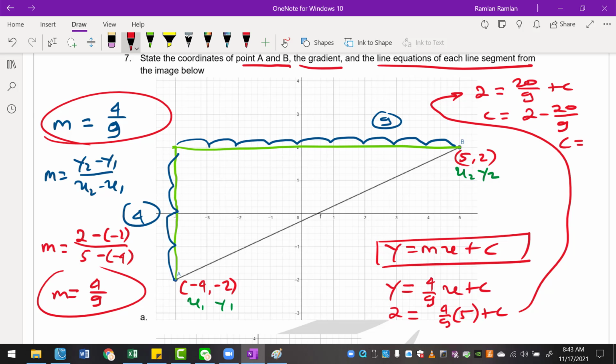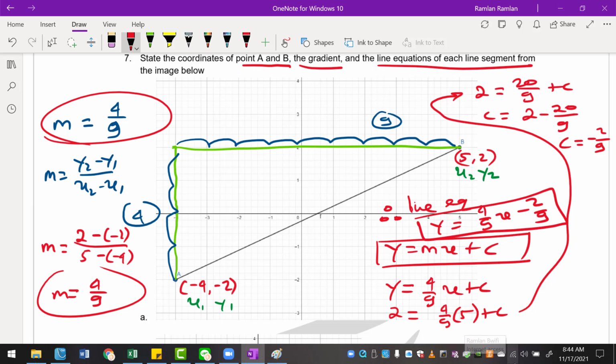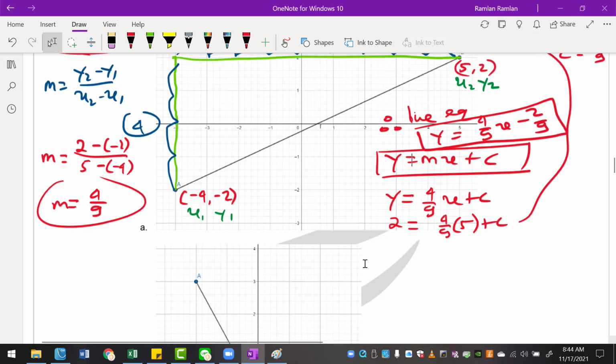I assume it's going to be minus 2 over 9. I think so. Yeah, minus 2 over 9. So which means that the line equation will be y equals 4 over 9 x minus 2 over 9. So this is going to be the line equation. Okay, so let's do the next one.